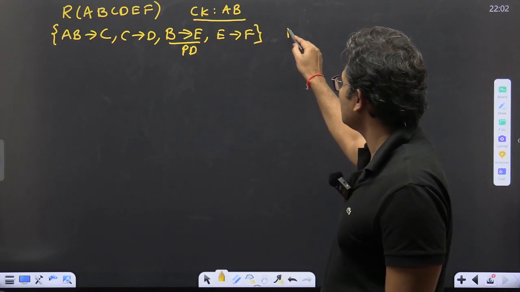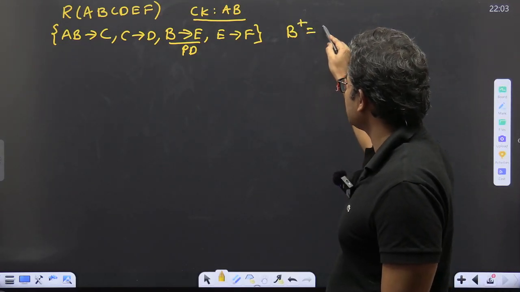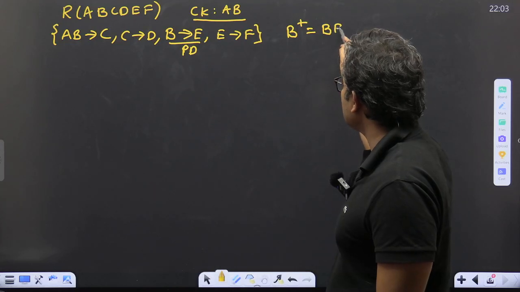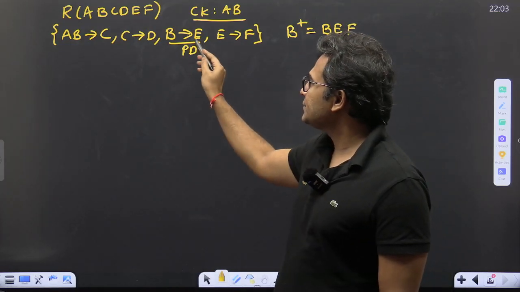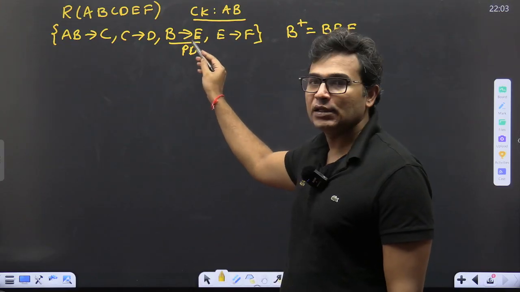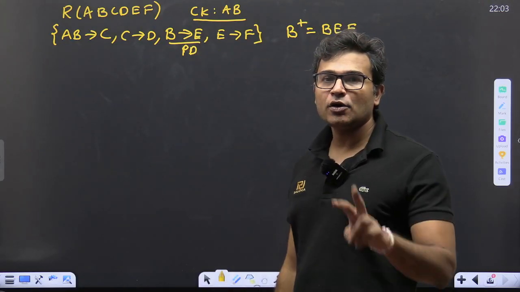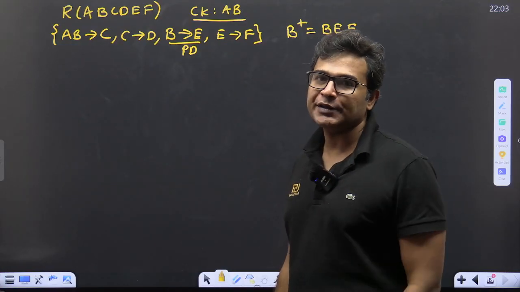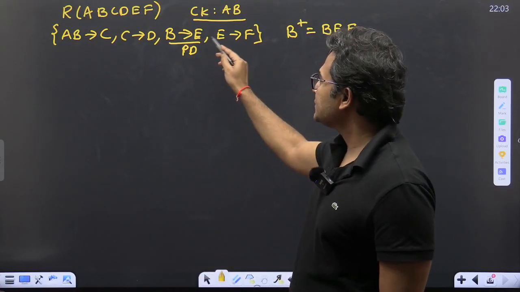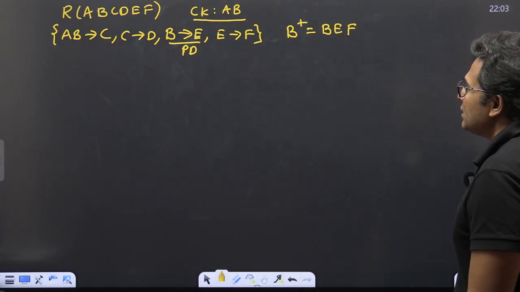So I will try to find out B plus. If I find B plus, I will get B, E, and F also. Even though the partial dependency is B determines E, indirectly B is determining F also. That is why there are two functional dependencies which are actually partial dependencies: B determines E and E determines F. Therefore, B plus gives me B, E, F, right?